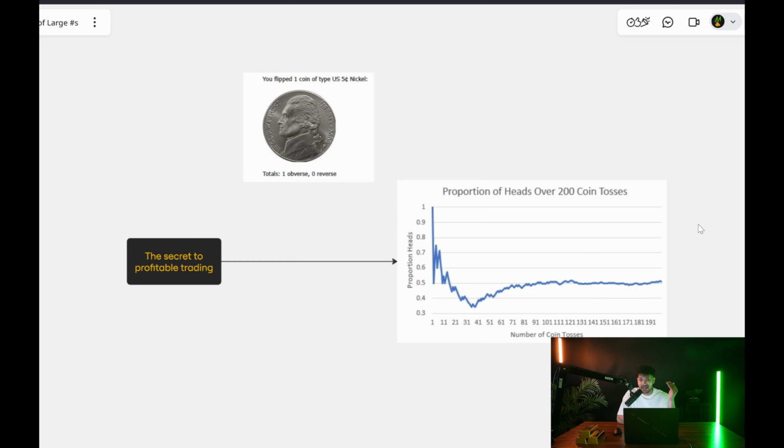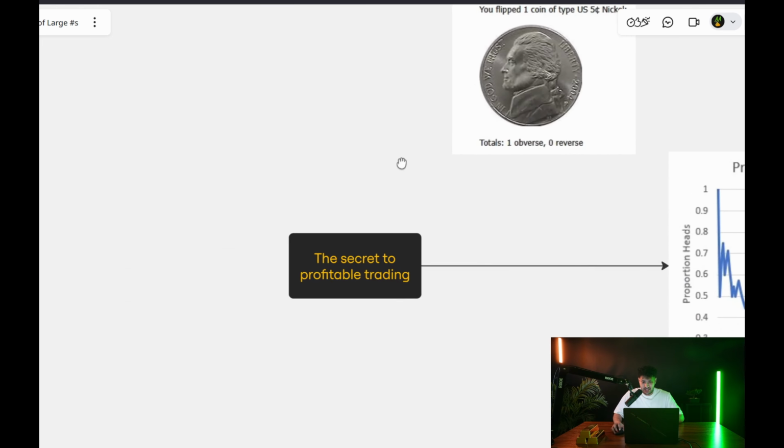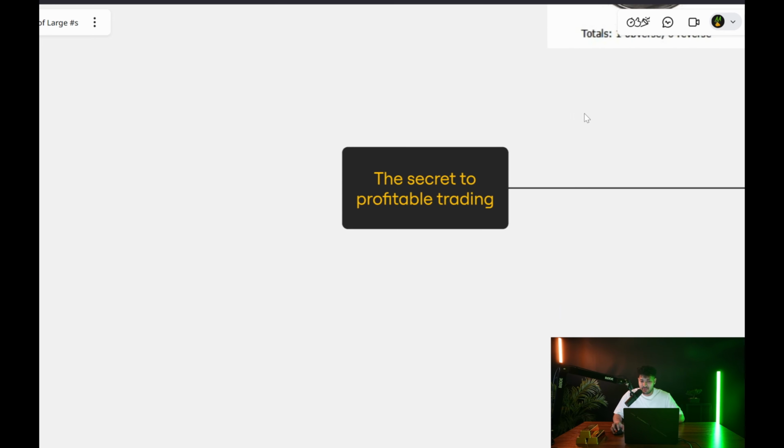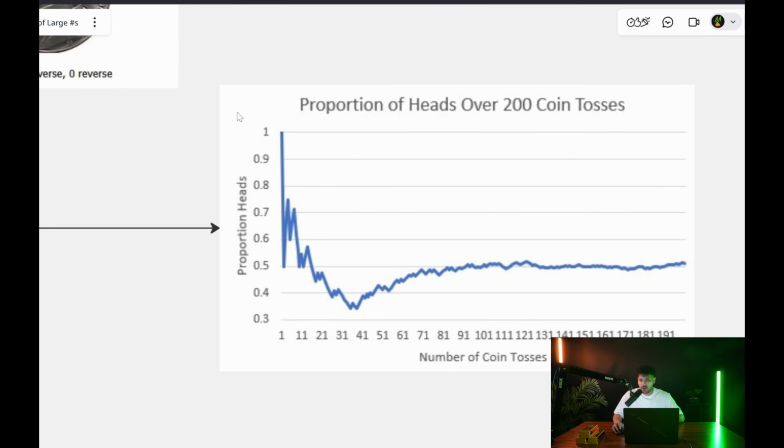If you can understand the math behind how day trading works, you're going to 100% set yourself up to become way better at your setups and your executions, once you understand how this works. So we're going to be covering what I think is the secret to profitable day trading, which is this. You're probably looking at this and wondering, what am I looking at?